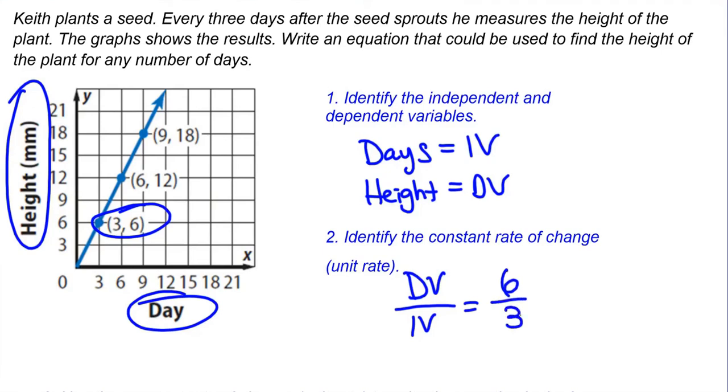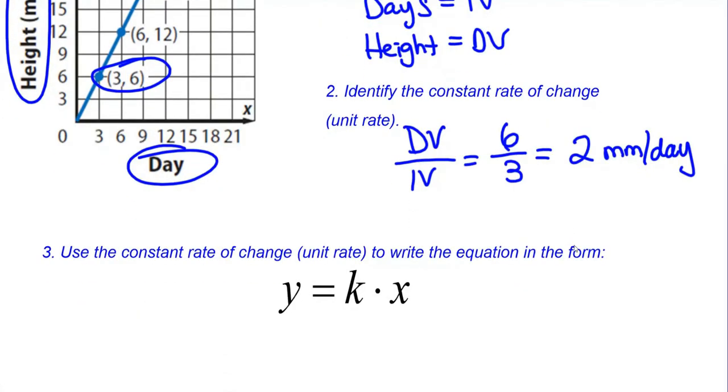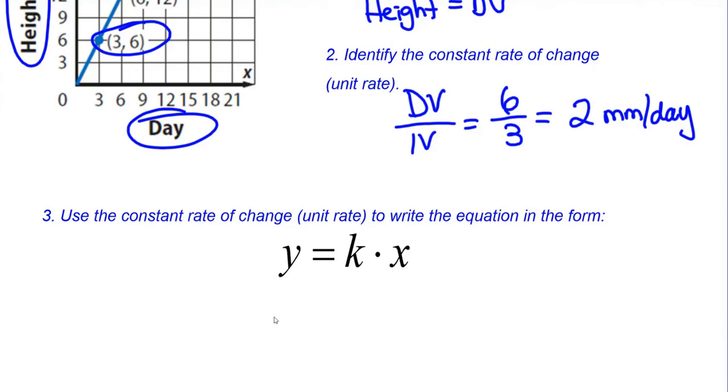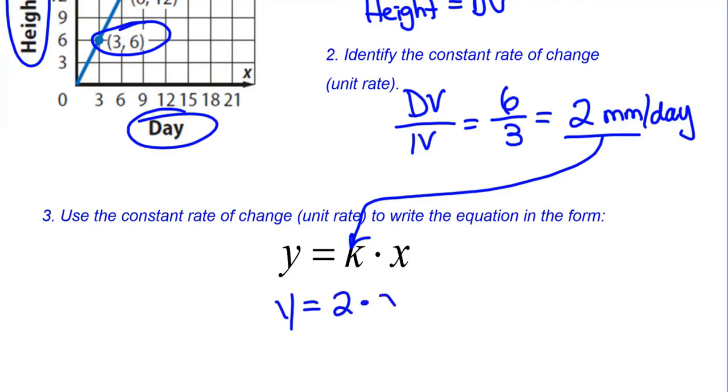6 divided by 3. 6 divided by 3 is 2. That's 2 millimeters per day. So my plant is growing at 2 millimeters per day. So now I can write an equation with that unit rate. Y equals 2 times X.